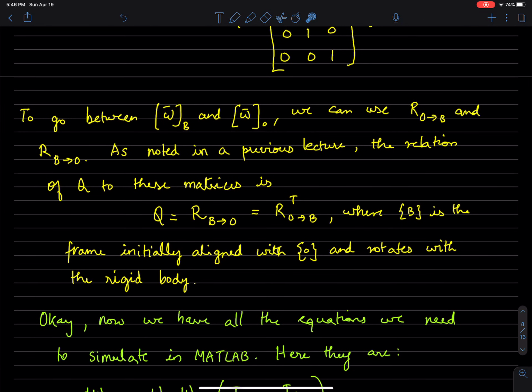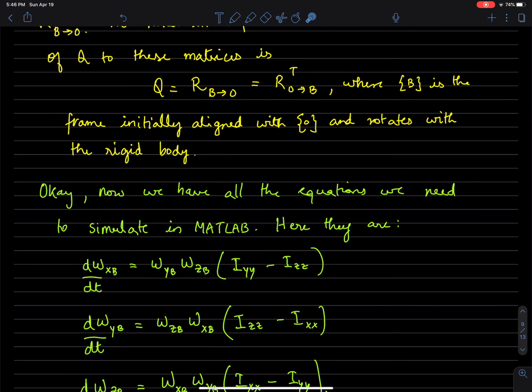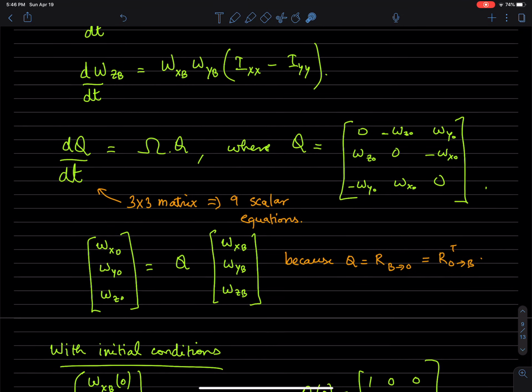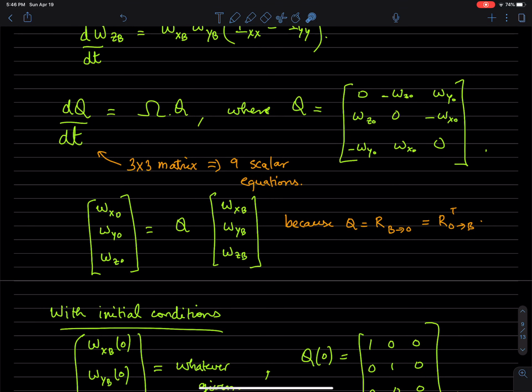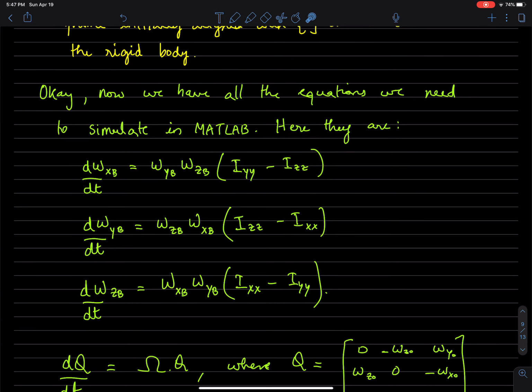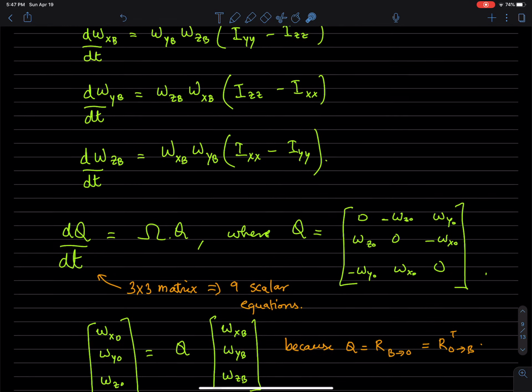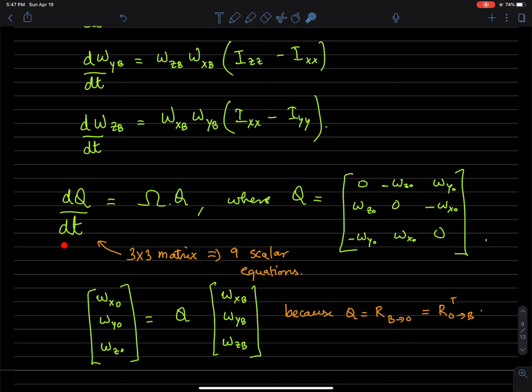and then we can, using essentially these rotation matrices, compute how to go from the body fixed frame to the non-rotating frame, right? So, in summary, what we have are these three equations, which we call the Euler's equations, and then this equation for the rotation matrix.